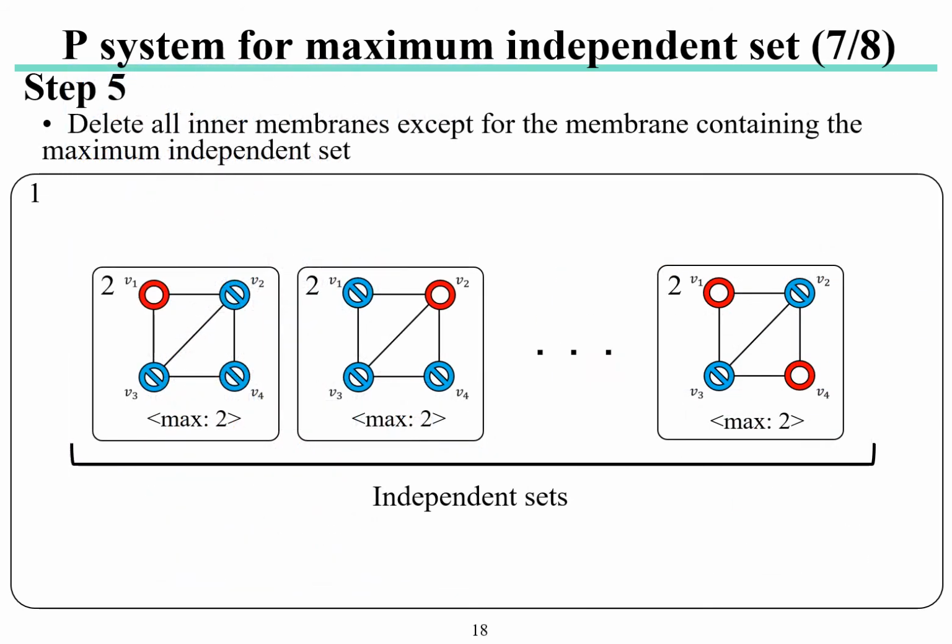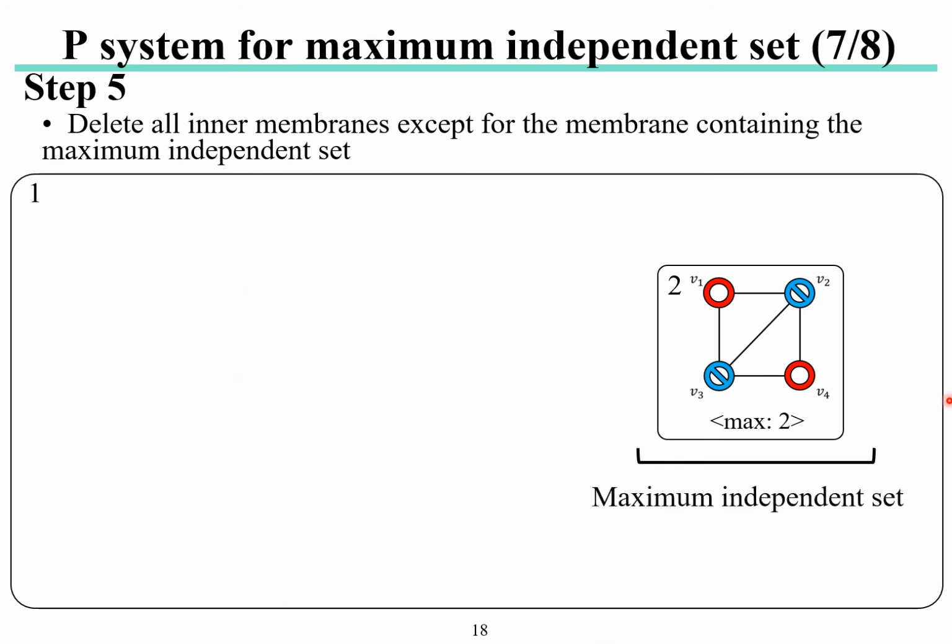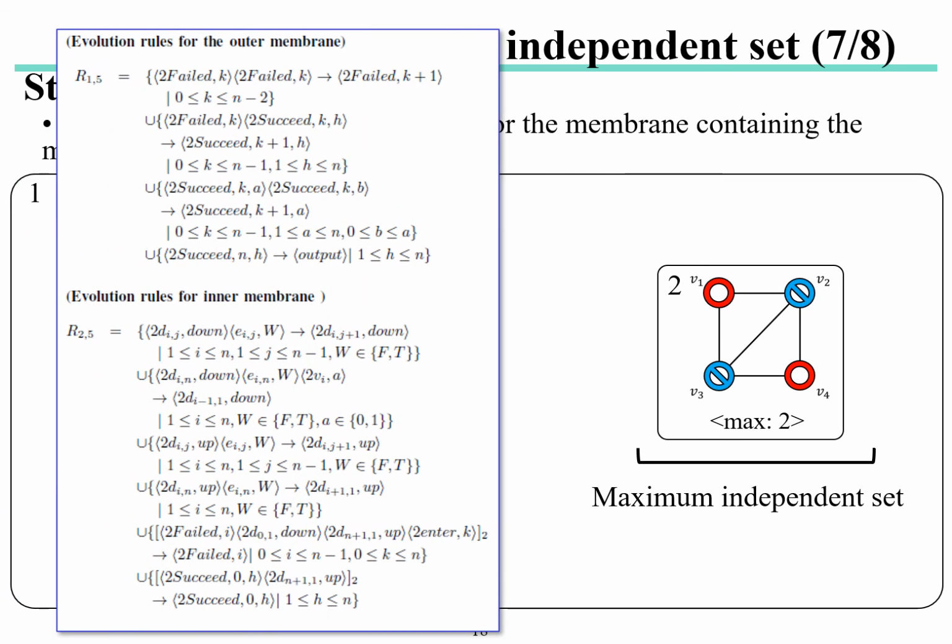In the fifth step, all inner membranes except for the membrane containing the maximum independent set are deleted. In this case, these membranes are deleted and only this membrane remains because the membrane contains the assignment of the maximum independent set. Step 5 is mainly executed using these evolution rules.